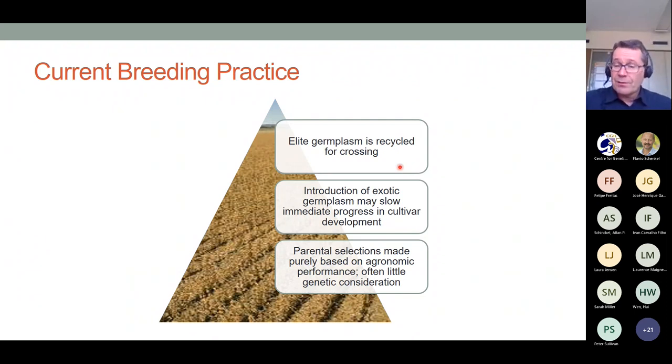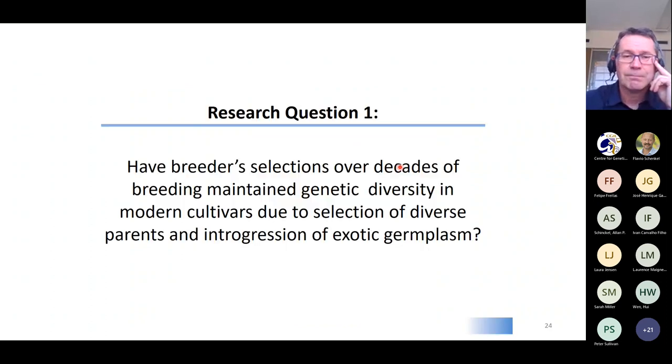So parental selections are often made based purely on agronomic performance rather than genetic considerations or composition, and that's just a fact that we have tried to change over the past few years by doing genomic selection rather than just looking at the phenotypic traits of the parents.